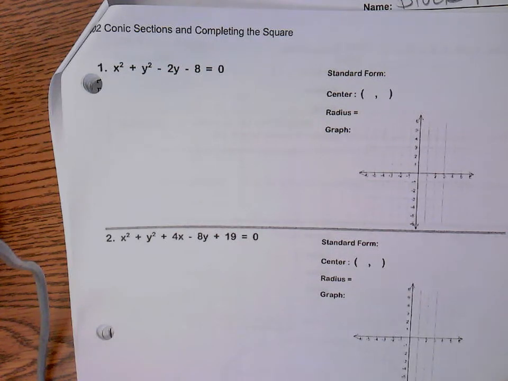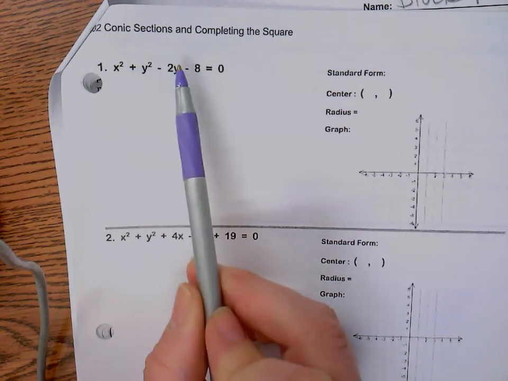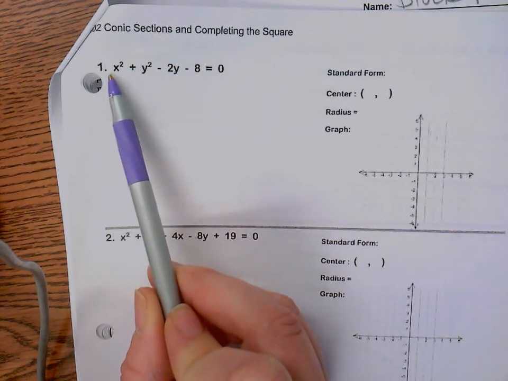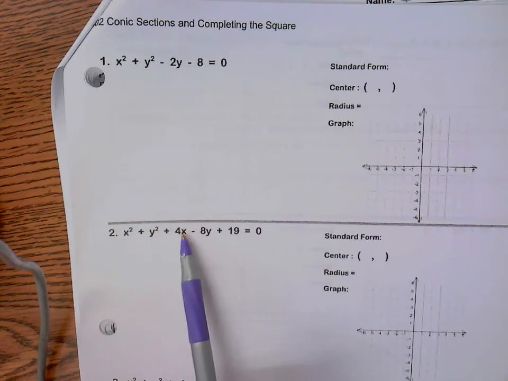We've got x squareds, x's, y's, and constants. So you're going to follow the same steps every time. You're going to group together. If you had an x term, you put the x next to the x and the y next to the y.